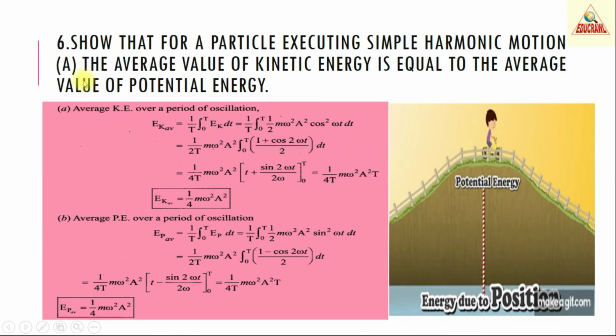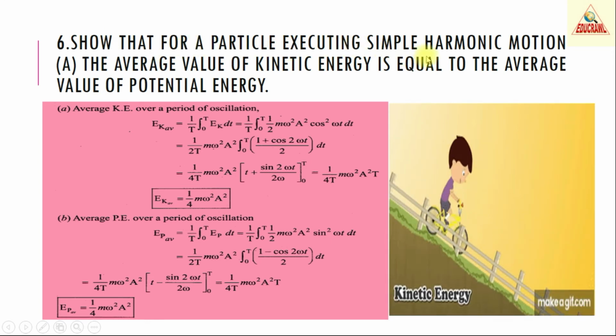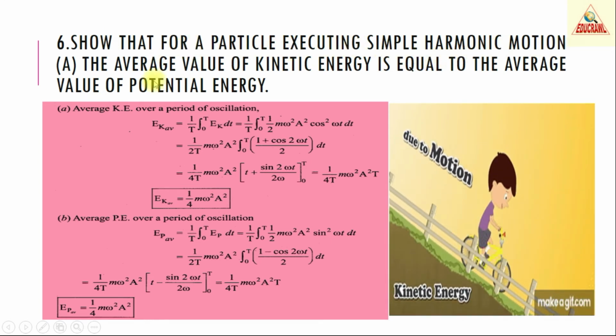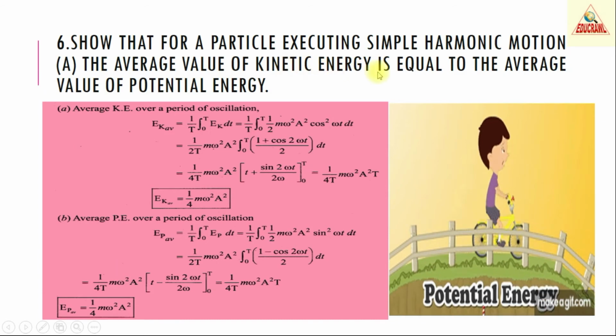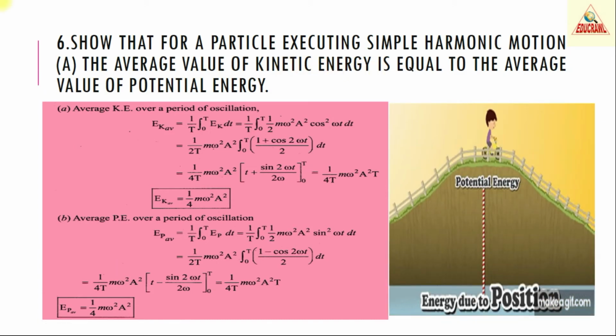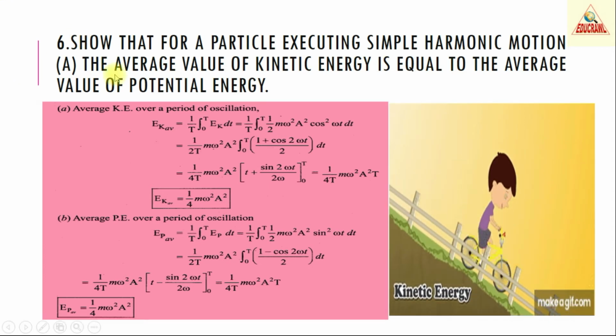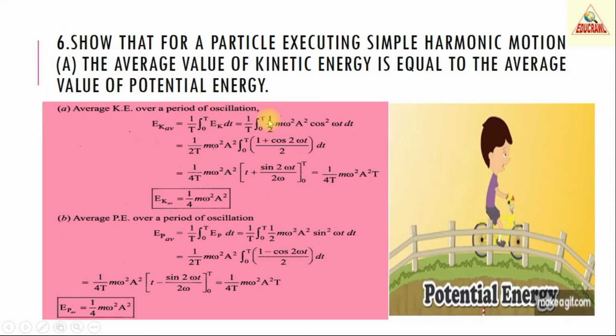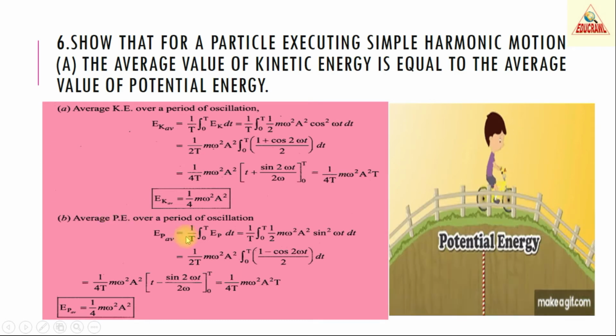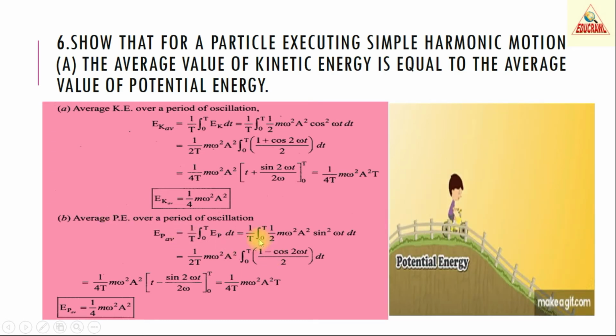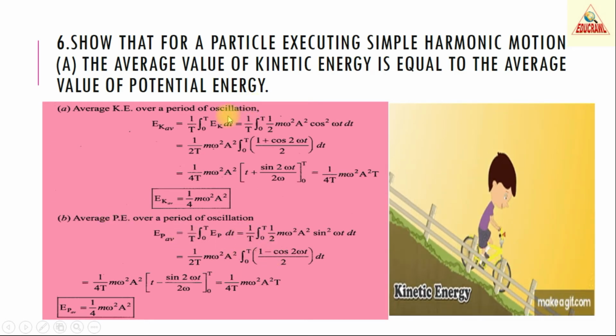The sixth problem. Show that for a particle executing simple harmonic motion, the average value of kinetic energy is equal to the average value of potential energy. So first let us find the average value of kinetic energy over a period of oscillation. Then we will find the average potential energy for a period of oscillation. Then finally we will find the total energy.